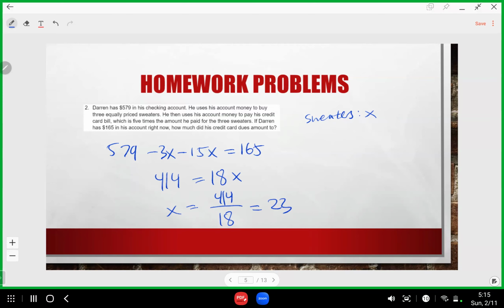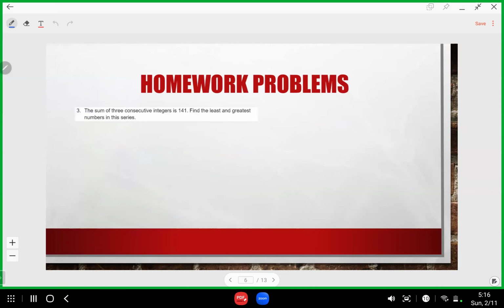Okay, so that's very good job. So x is equal to 23, right? So then we know that his credit card dues are just 23 times 15. So that's very good. As you can see, it becomes very simple once you set up the variables correctly. So our answer is 345 here. Okay, so everybody who got 345, very good job. Now let's go to the third one. This one is pretty easy too.